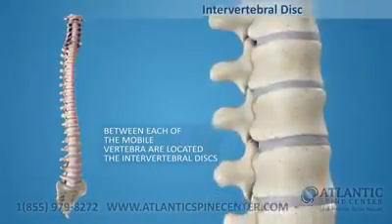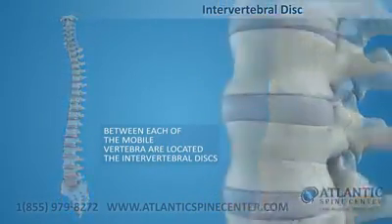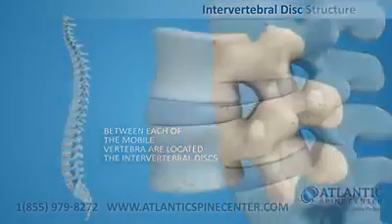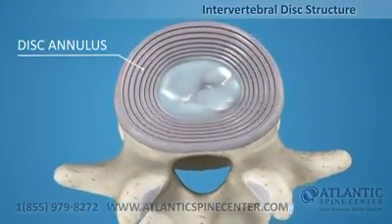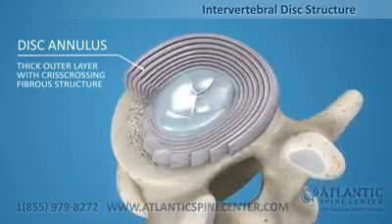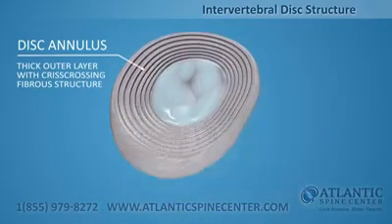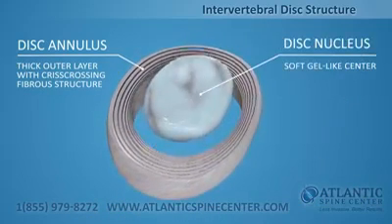Between each of the movable vertebrae is located the intervertebral disc. Intervertebral discs consist of a thick outer layer with a crisscrossing fibrous structure, annulus, that surrounds the soft, gel-like center, the nucleus.